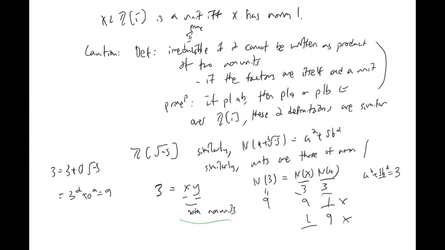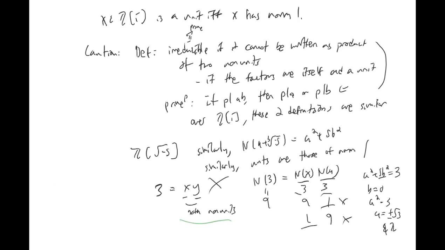Because b is an integer, once b is any non-zero integer, this thing's already bigger than 5. So b must be 0. So a squared must be 3, but this forces a to be plus or minus root 3, which is not in Z. So it's impossible to have norm 3 here. So 3 is irreducible: I cannot write it as a product of two non-units.